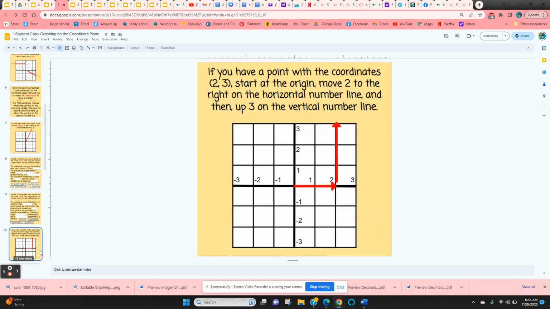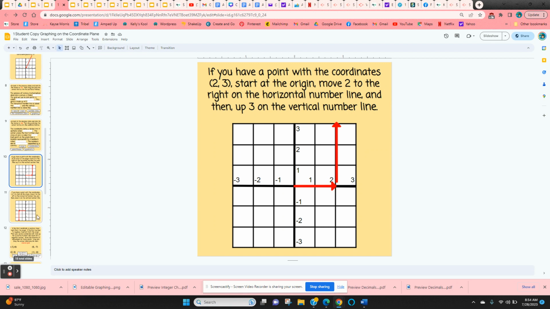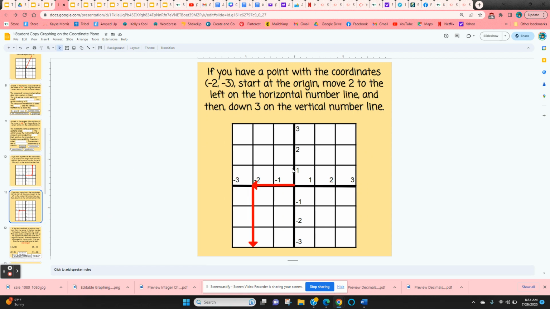And then it explains to the students how to plot a point on the coordinate plane. They're going to start at the origin. If they're plotting the point 2, 3, which are two positive numbers, they're going to go to the right for the first number and then up for the second number. So these are positive numbers to the right and up. If they're plotting negative numbers, then we start at the origin again. They're going to go to the left for the first number, down for the second number.